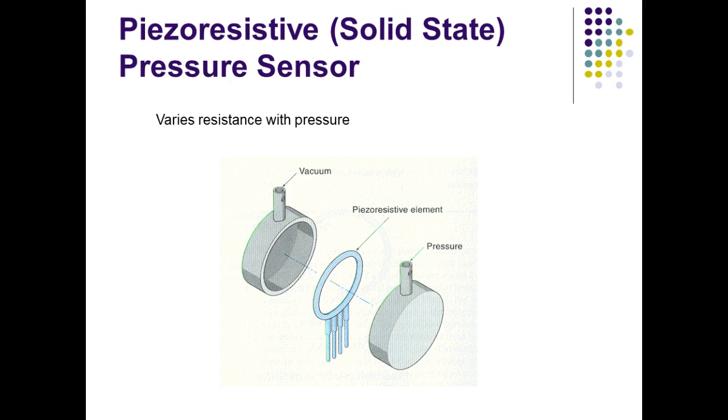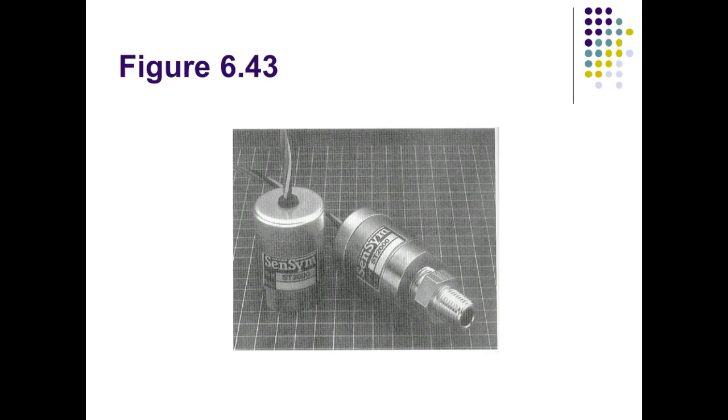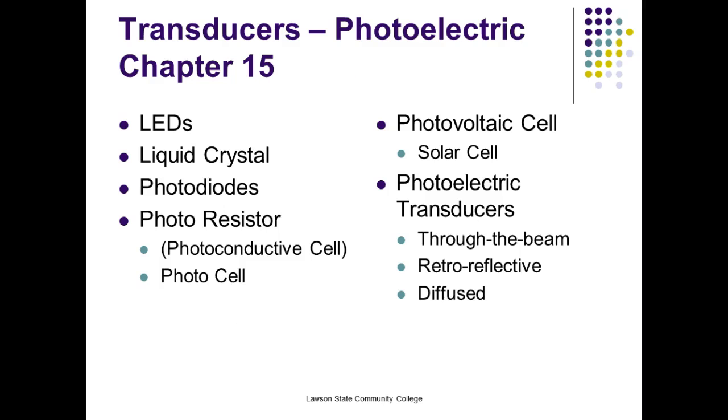Piezo-resistive sensors are pressure sensors. And then we got into chapter 15. Everybody okay on light-emitting diodes? So we know what a diode does. What does a diode do? It only lets current flow in one direction. So LEDs only let current flow in one direction.